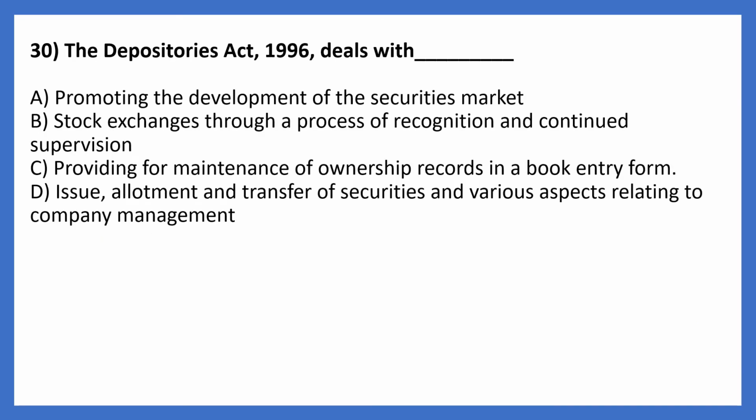The Depositories Act 1996 deals with option A, promoting the development of the securities market. Option B, stock exchanges through a process of recognition and continued supervision. Option C, providing for maintenance of ownership records in a book entry form. Option D, issue, allotment and transfer of securities and various aspects related to company management. The correct answer is option C, providing for maintenance of ownership records in a book entry form.